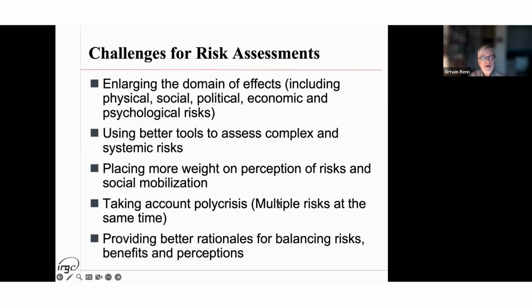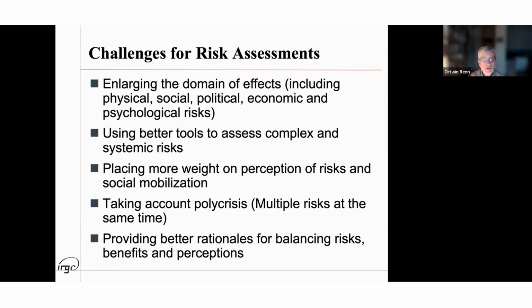There are a whole set of challenges for these kinds of risk assessments and concern assessments. One is that all the effects, as I said, with the agents are interacting. So we have to include physical, social, political, economic, and psychological risk at the same time. We need to use better tools to assess complex and systemic risks. We should place more weight on perception of risk and social mobilization, because that is what has an impact on the policy level, and we need to see how that works.